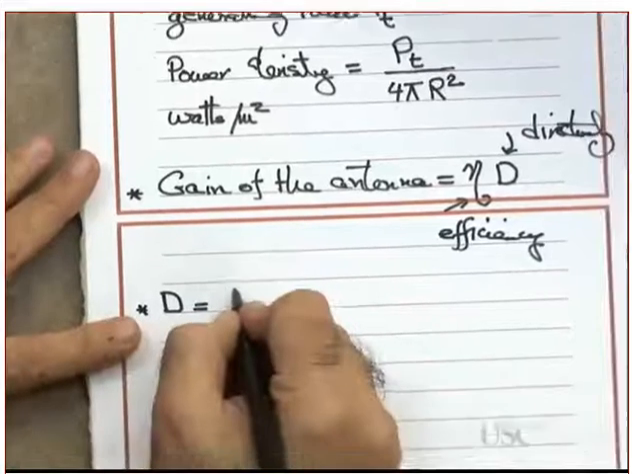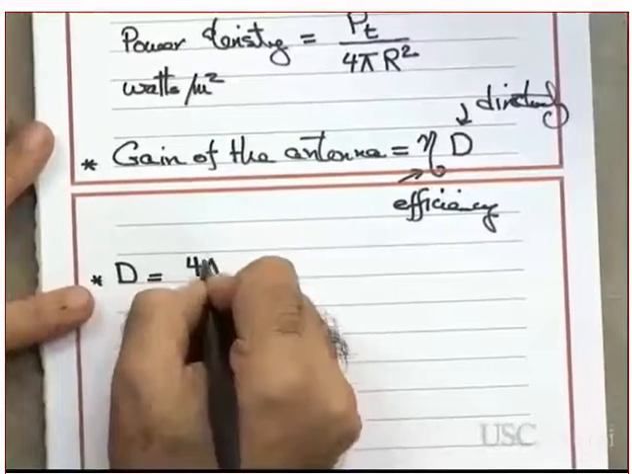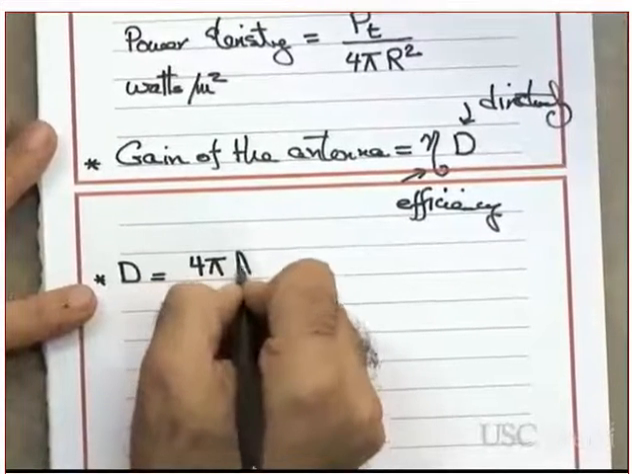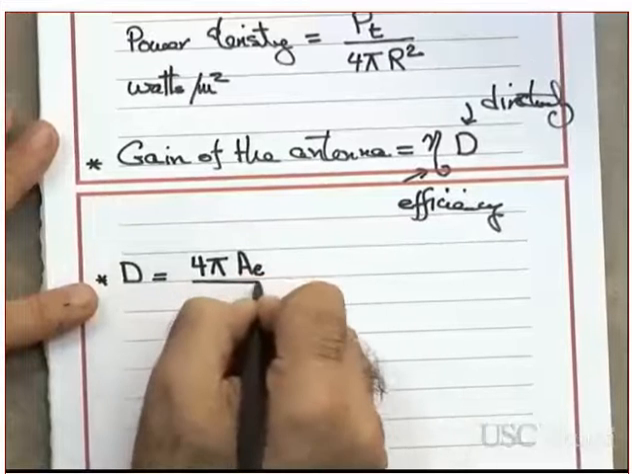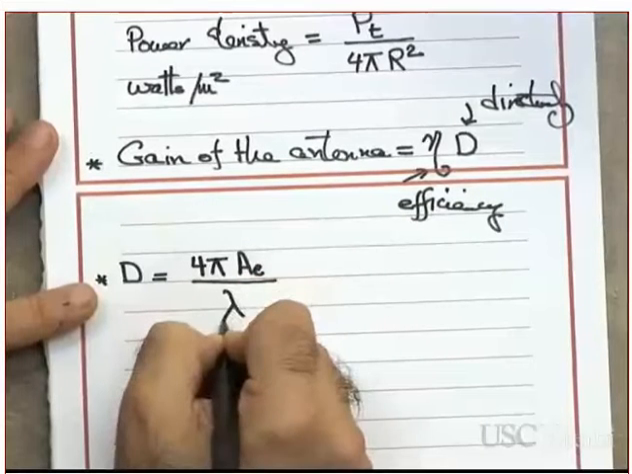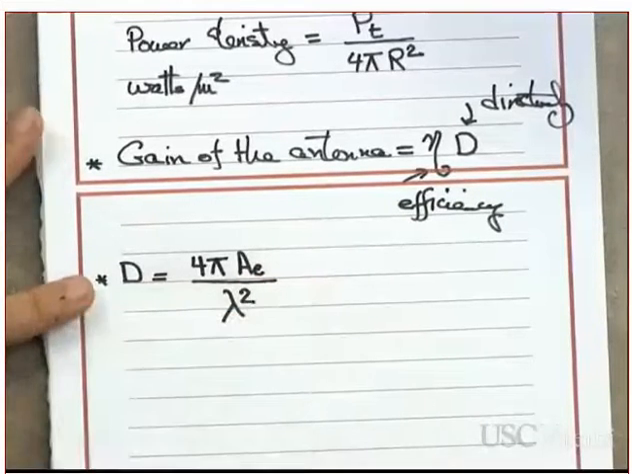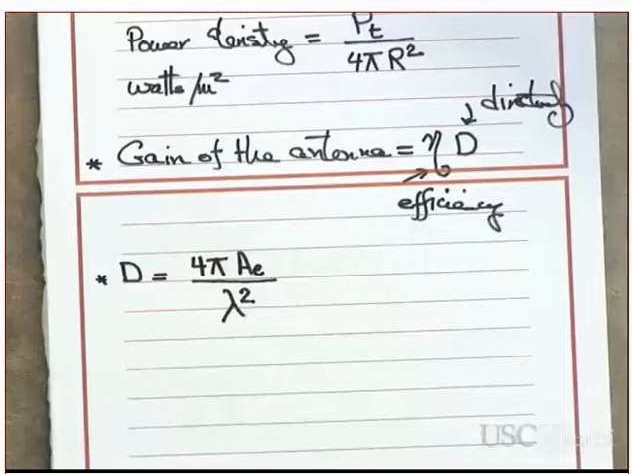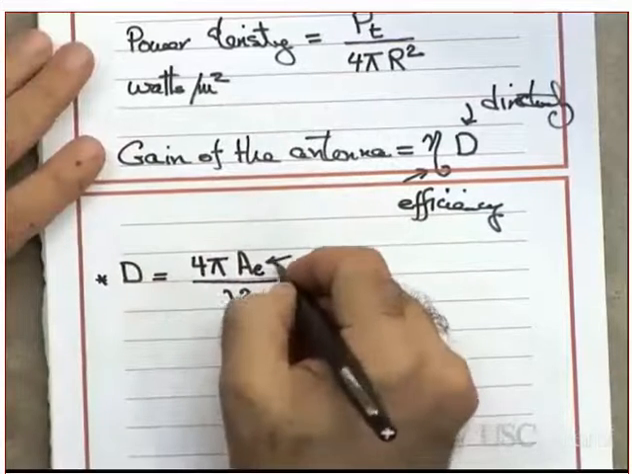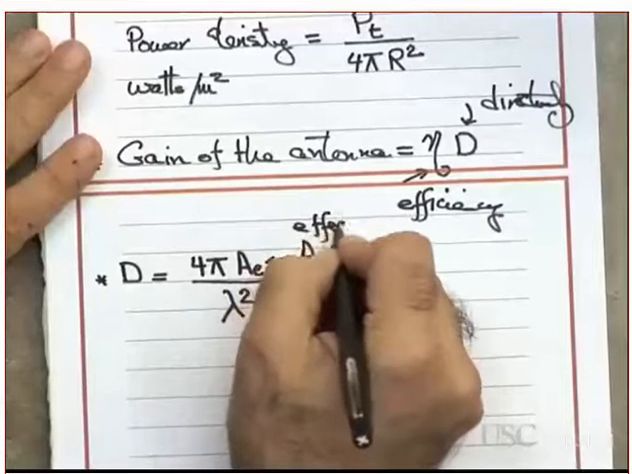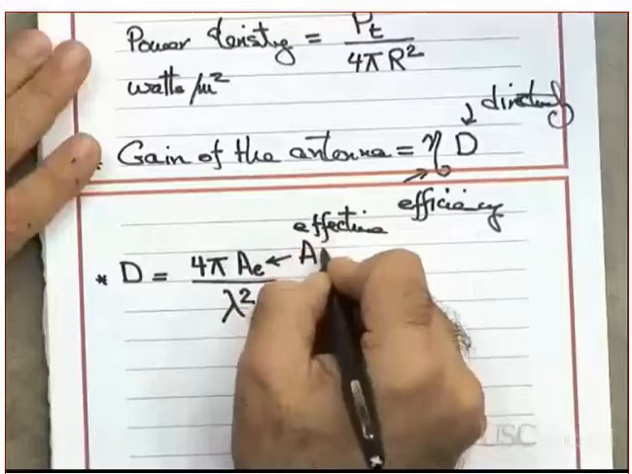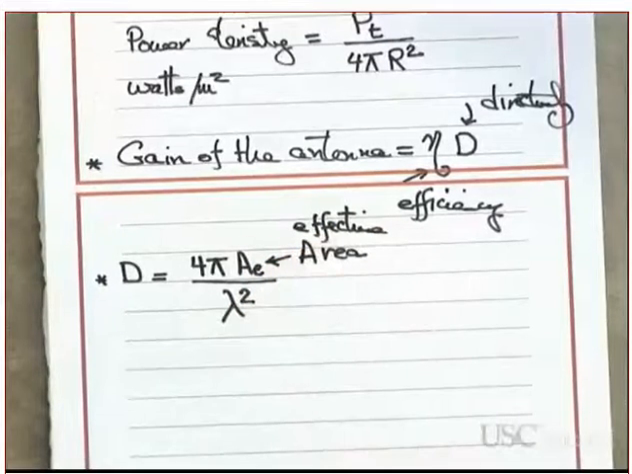D is equal to 4 pi times AE, I'll explain to you what AE stands for in just a second, divided by lambda square. Are you following me so far? Yes or no? Where this is called the effective area. Are you following me so far or not?